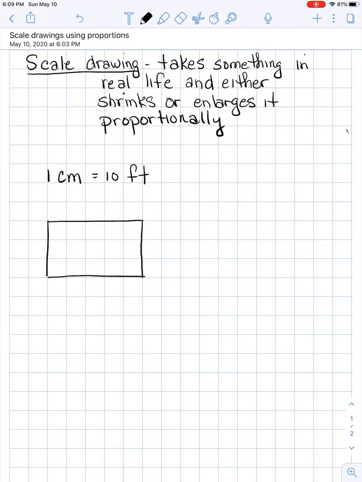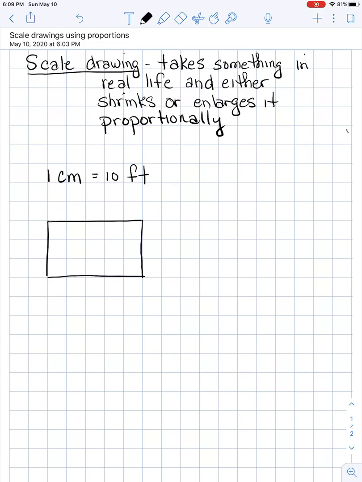Scale drawings are very handy things to have because they take something very, very big and shrink it to fit on a piece of paper, or something that's very, very small and enlarge it so that we can see details.